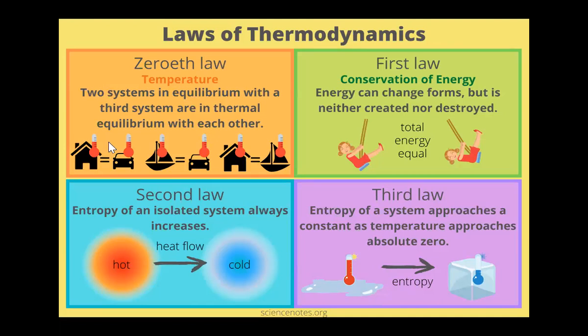So if there's a mismatch in temperature, then heat wants to transfer. Heat is a transfer of thermal energy, so the thermal energy wants to go from the hot object to the cold object. And that process will continue until they're matching temperature. And then say this object has the same temperature as this object, and this is the same as this.